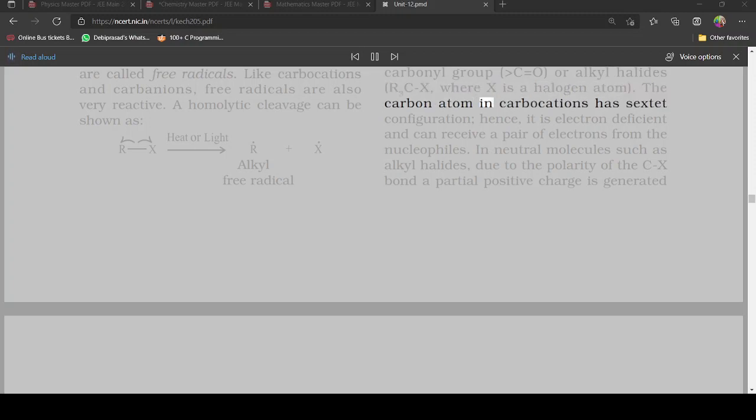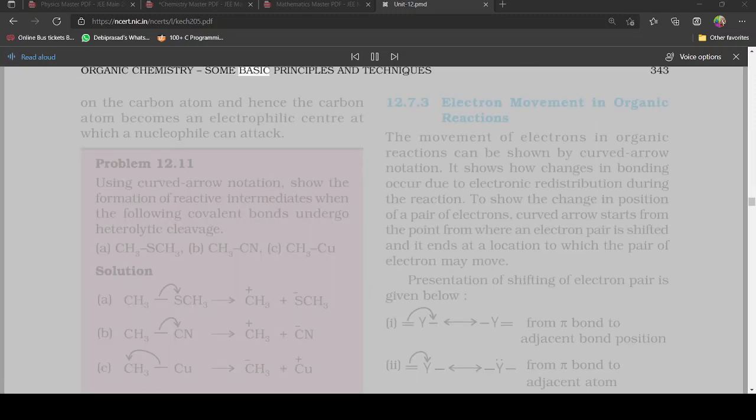The carbon atom in carbocations has sextet configuration, hence, it is electron deficient and can receive a pair of electrons from the nucleophiles. In neutral molecules, such as alkyl halides, due to the polarity of the C-X bond, a partial positive charge is generated on the carbon atom, and hence the carbon atom becomes an electrophilic center, at which a nucleophile can attack.